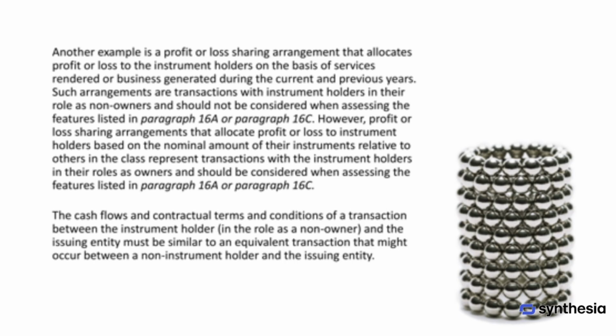However, if a profit or loss sharing arrangement allocates profit or loss to instrument holders based on the nominal amount of their instruments relative to others in the same class, this represents a transaction with holders in their role as owners. In that case, it should be considered when assessing the features in paragraph 16A or 16C. Furthermore, the cash flows and contractual terms of any transaction between an instrument holder acting as a non-owner and the issuing entity must be comparable to an equivalent transaction between the entity and someone who is not an instrument holder.